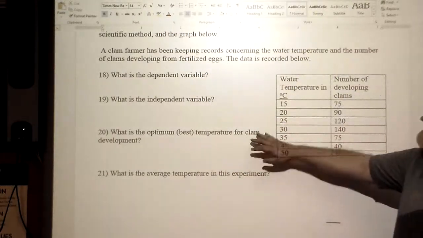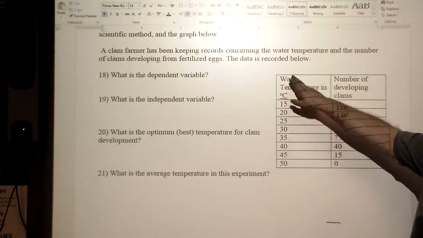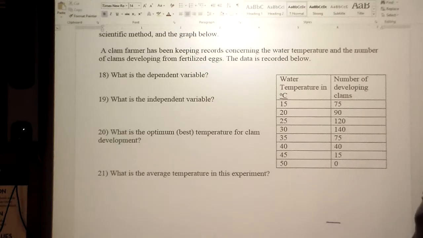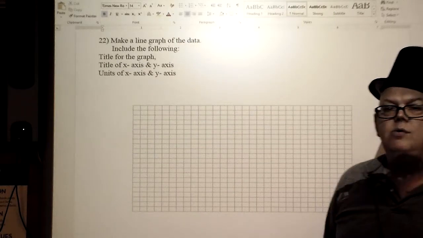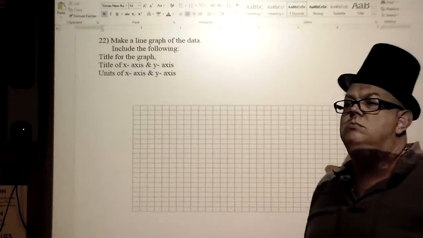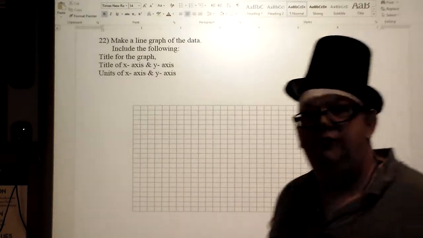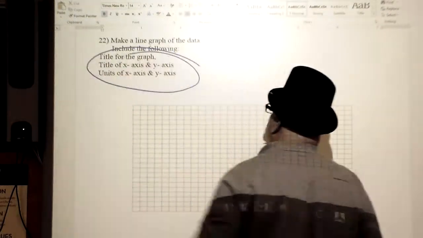Now, when you look at the optimum best temperature for clam development, again, you're going to compare what temperatures there are and the number of developing clams. The bigger the number, the more of a jackpot that you get. Okay, line graphs. That was basically, I had that done. I had you guys do that before. A lot of people seem to forget these little pieces of information here.